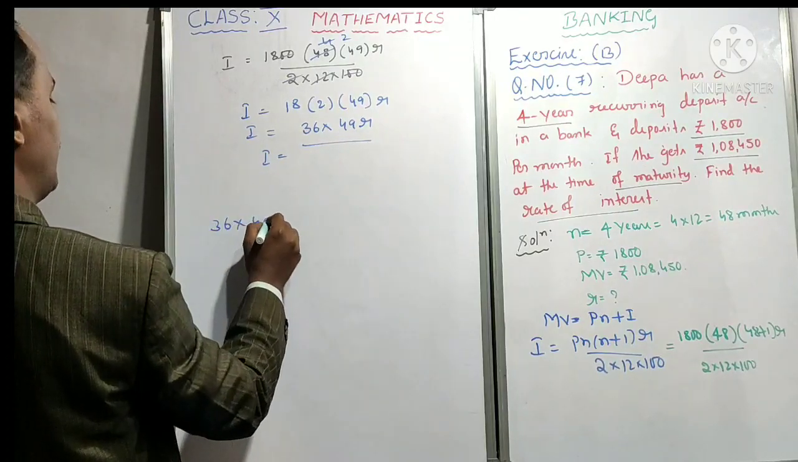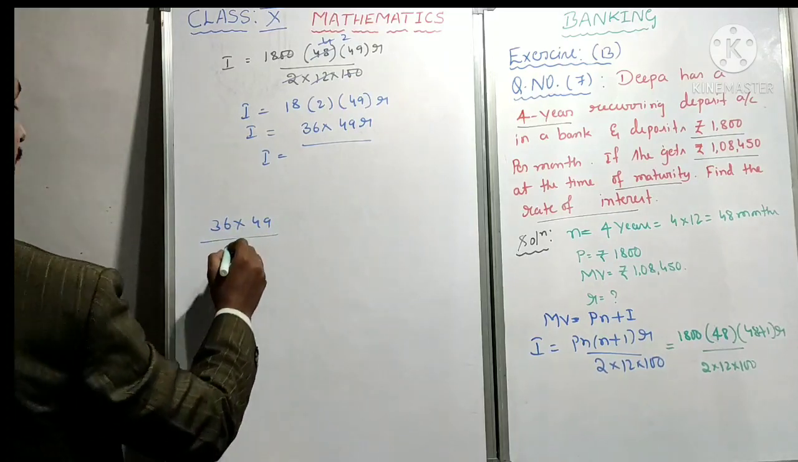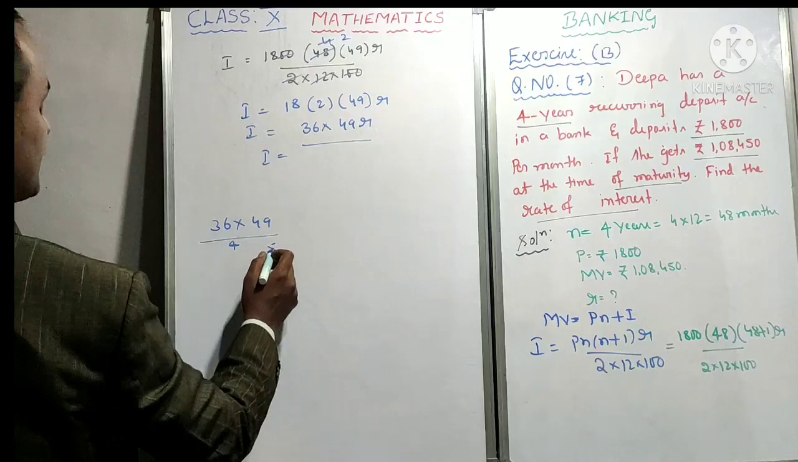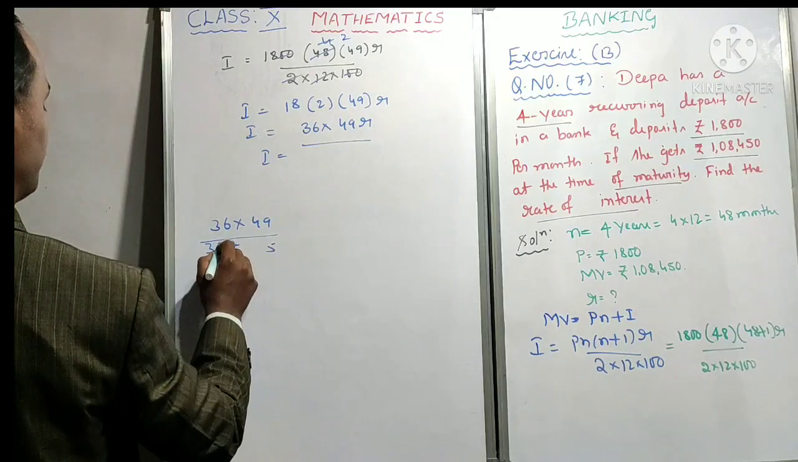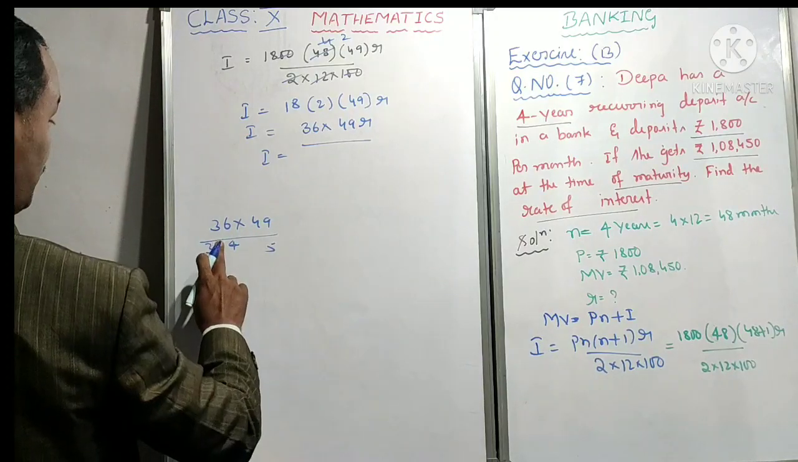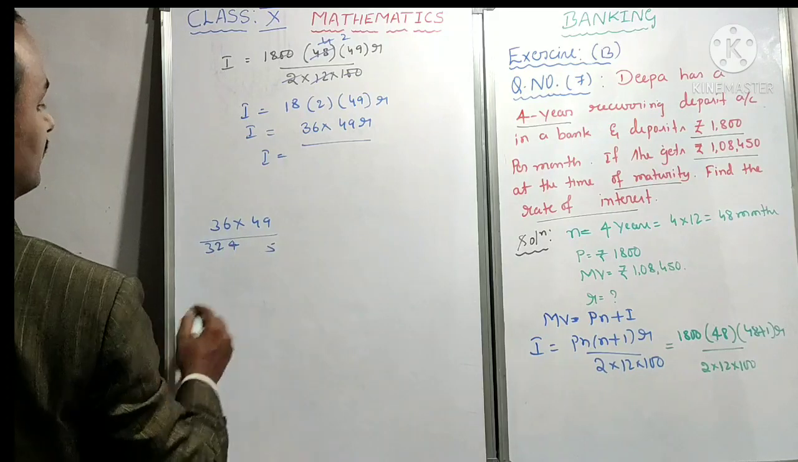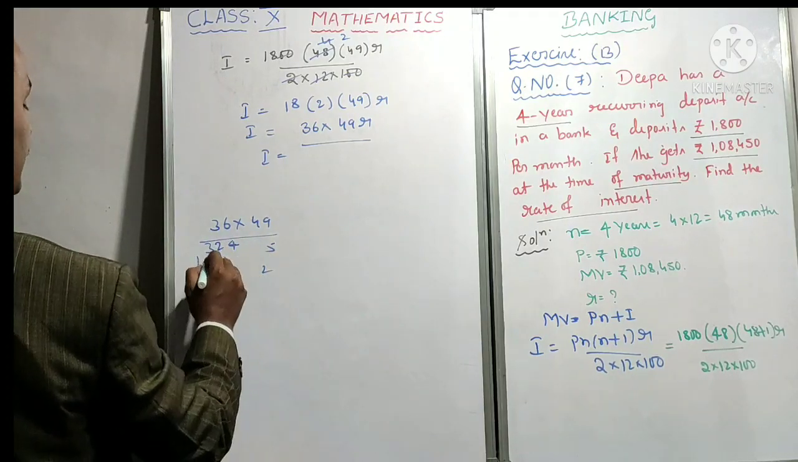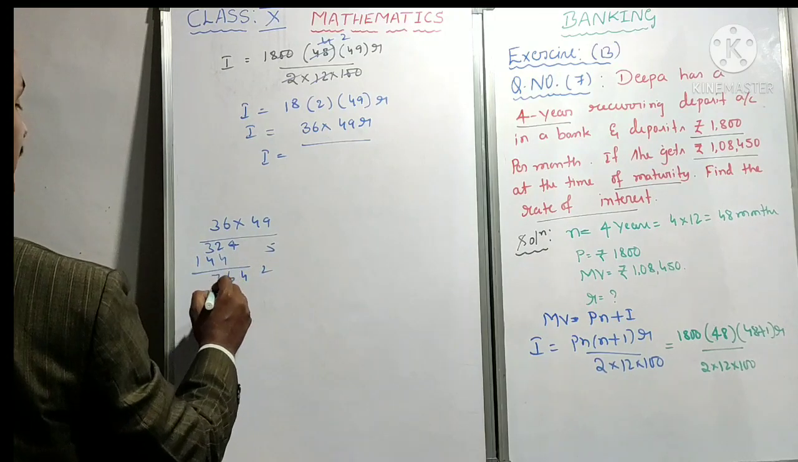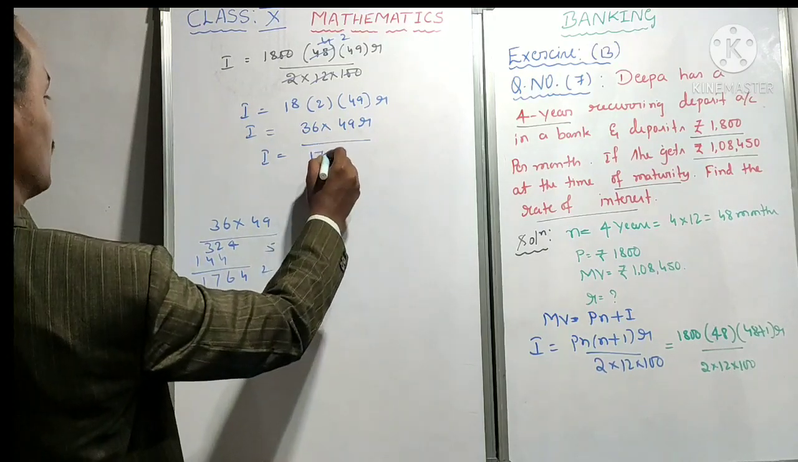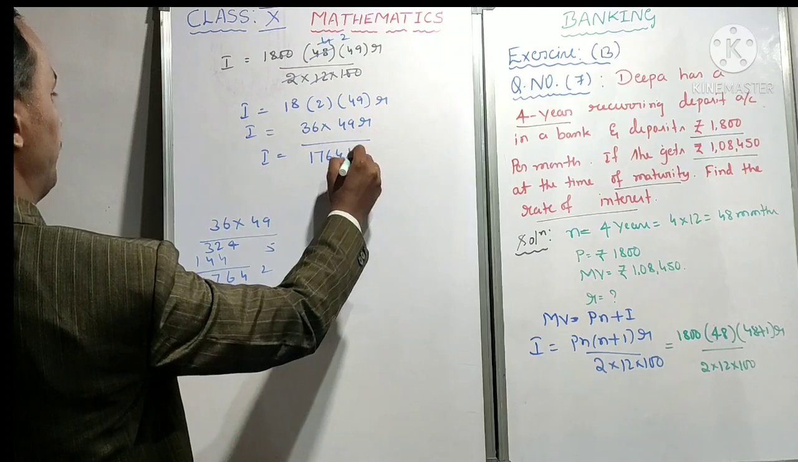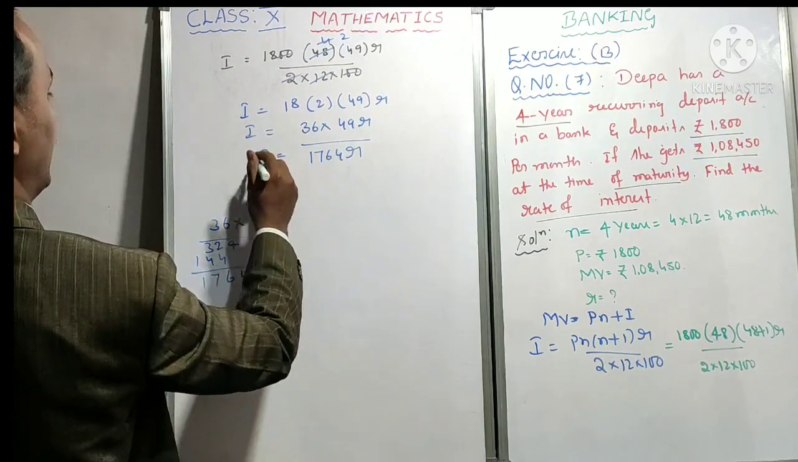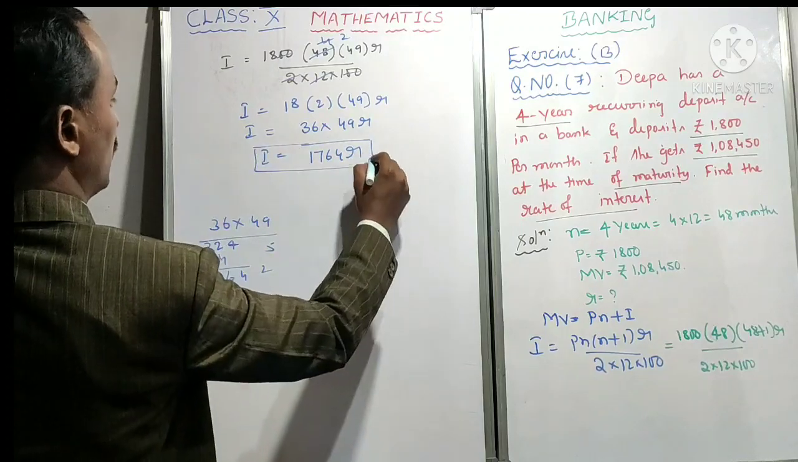36 into 49: 9 6 are 54, 4 and 5 carry; 9 3 are 27 plus 5 is 32. Next, 4 6 are 24, 2 carry; 4 3 are 12 plus 2 is 14. Then we get 1764 R. We got the I value, in terms of R.